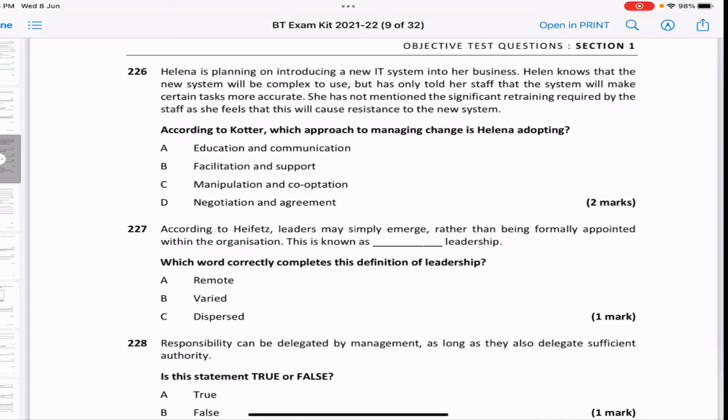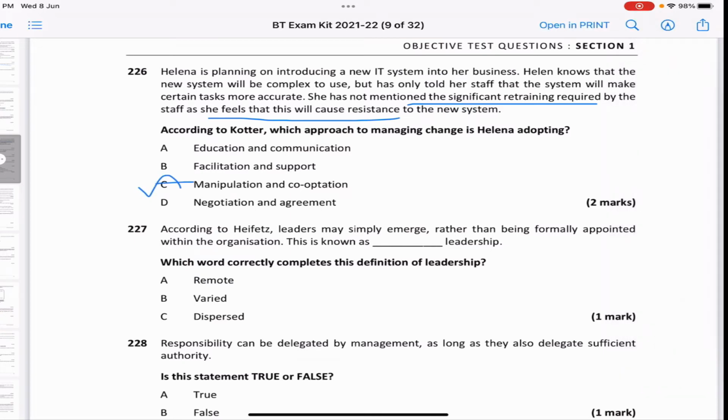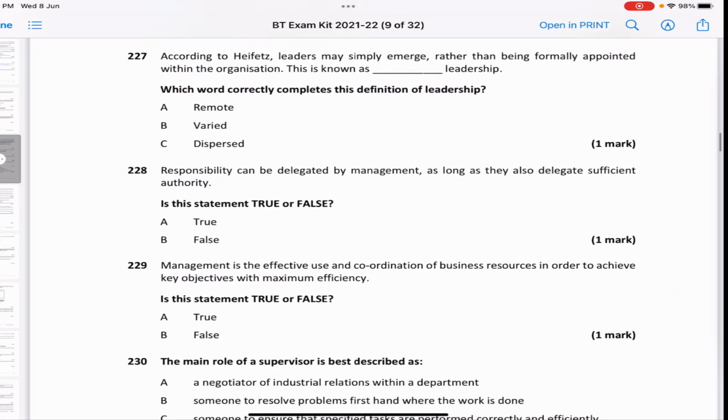So, what is Helena adopting? Helena is adopting manipulation and co-option. Why? Because she told them about the good things, but she did not talk about the bad things. She only spoke about the good things, which means this is manipulation and co-option.